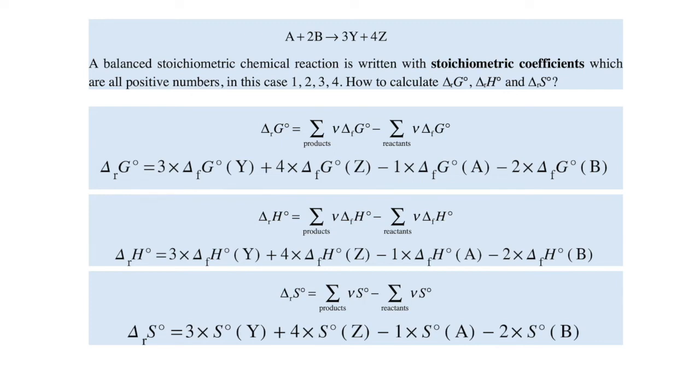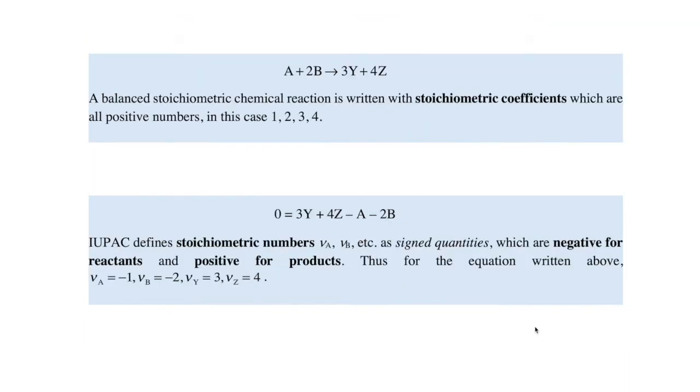But again, we're going to take each product, take its absolute molar entropy, take its stoichiometric coefficient, multiply the absolute entropy by that stoichiometric coefficient, sum up all the products and subtract off all the reactants.